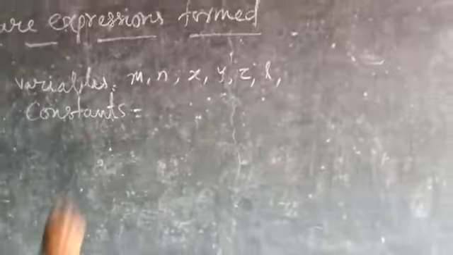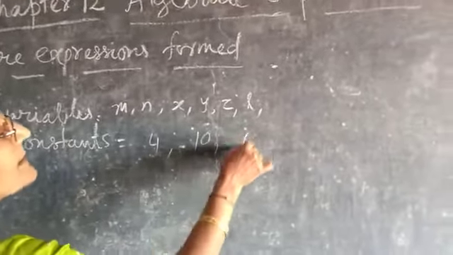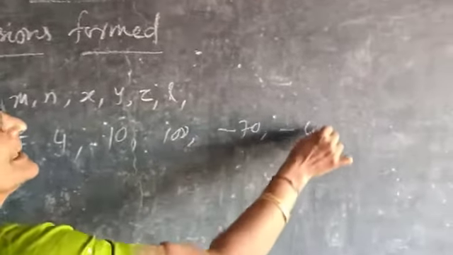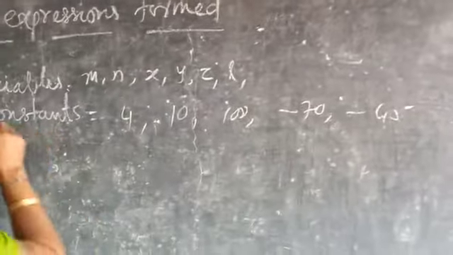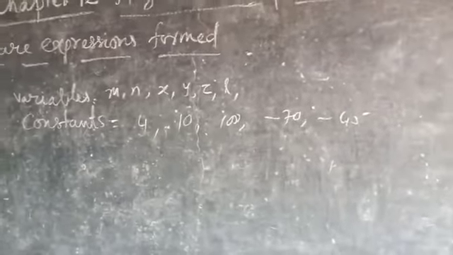Then constants. Constants have fixed values. They are, suppose, 4, 10, or 100, or minus 70, or minus 45, like this, any number. These are called constants. So, constants have a fixed value.